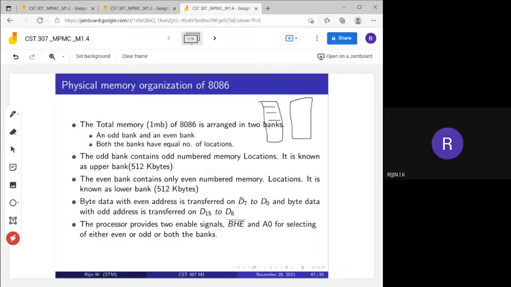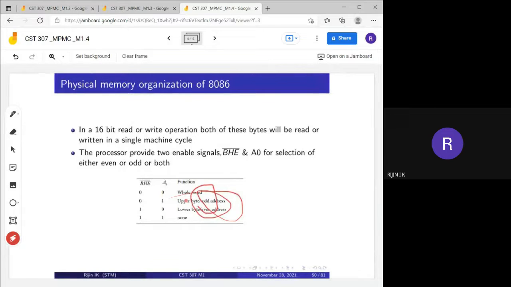Okay, so to access these, D0 to D7 will access the lower order bank, and D8 to D15 will transfer to the higher order bank. And to access this memory, either the odd bank or the even bank or both, two signals are there, that is BHE and A0, for selecting either even or odd or both.